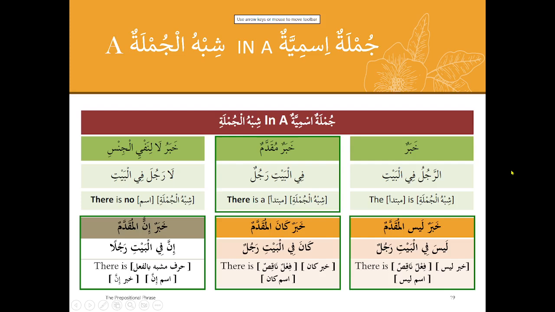Have a good look at this slide. Lots of information inside it. You will see this again and again and again in the Quran.